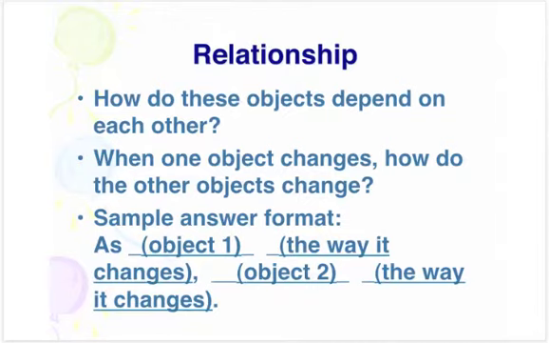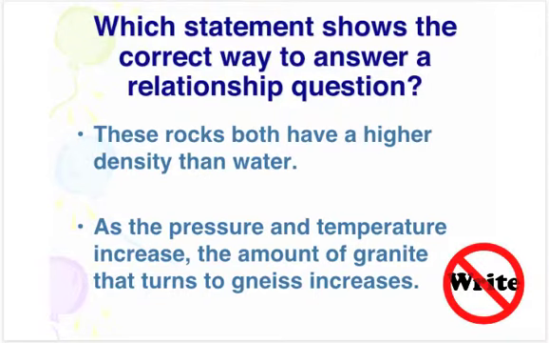All right, pause it if you need more time. All right, so this is a do not write slide. Which statement shows the correct way to answer a relationship question? So the first statement says, these rocks both have a higher density than water. The second one says, as the pressure and temperature increase, the amount of granite that turns to gneiss increases. Okay, don't worry about the actual objects themselves and never having heard of them. But just how is the answer phrased? Which one is the correct way to answer a relationship question?